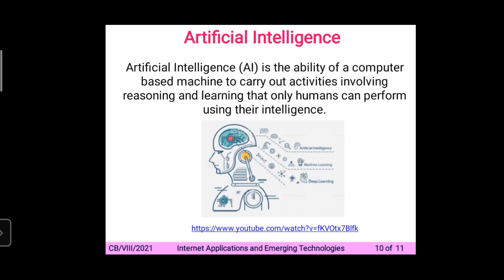Have you seen the movie Robot or 2.0? Oh, yes, 2.0. Have you seen that movie? Anyone? 2.0. Okay, 2.0. Have you seen that? What is shown in that movie?